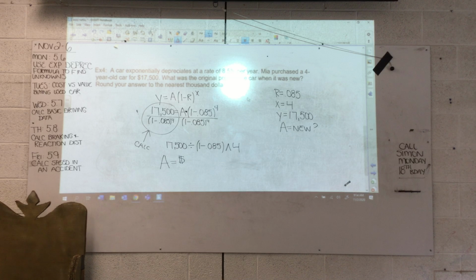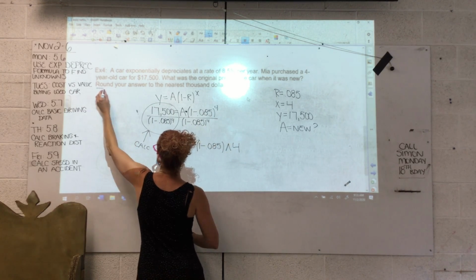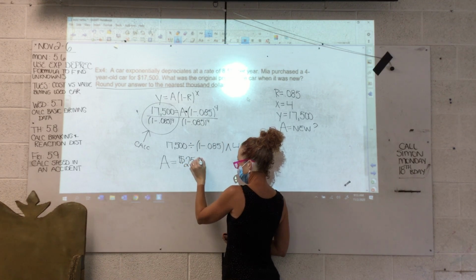So a little bit of algebra skill goes a long way in remembering how to solve some of this stuff. I get 24,966.2. It says round to the nearest thousand, so the answer is $25,000.